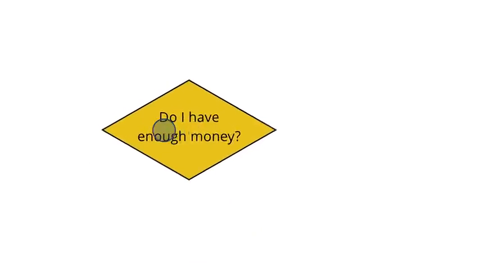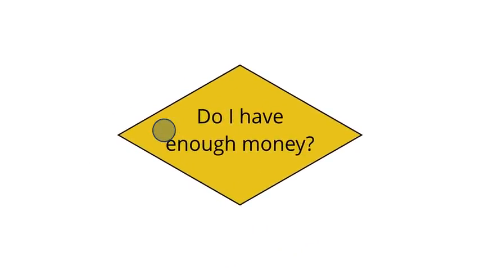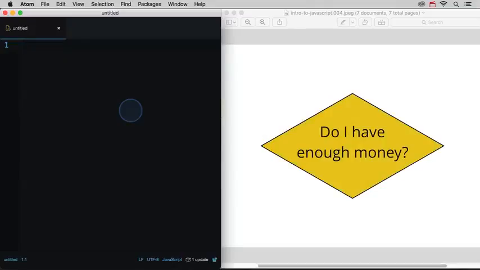And to answer that question, we need to know two things. We need to know how much money I have and how much money the hammer costs. Now we already know that the hammer costs $15, so in code, I can store that value in a variable called price. So let's do that right now. Okay, so I've got my text editor open and we'll say var price equals 15. And that's going to be the price of our hammer.